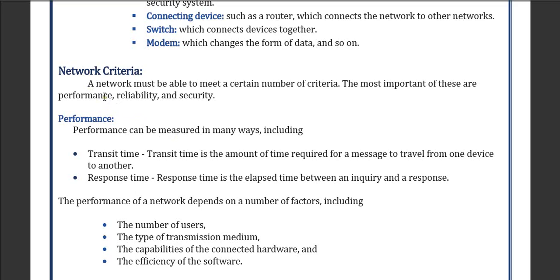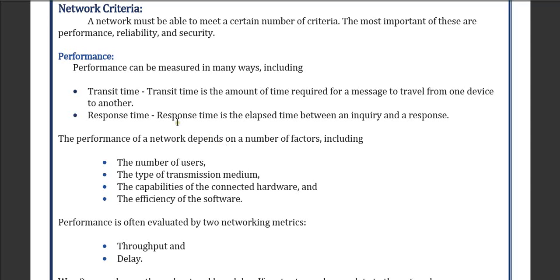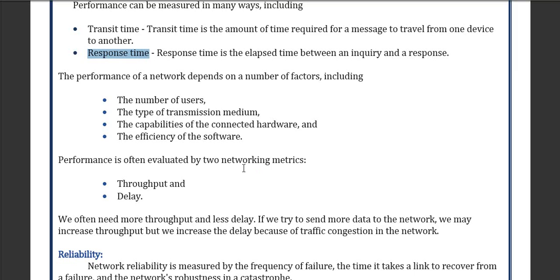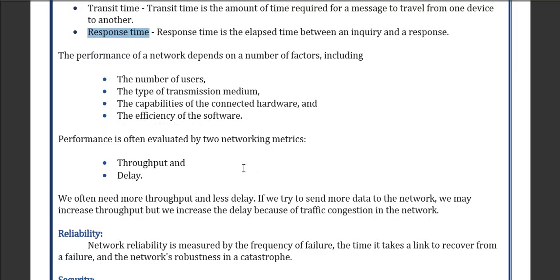Network criteria. A network must be able to meet a certain number of criteria. The most important of those are performance, reliability, and security. Performance. There should be a transmit time. There should be a fixed time for transmitting the data, and there should be a response time to get the response from the data. We can have there the throughput and the delays.